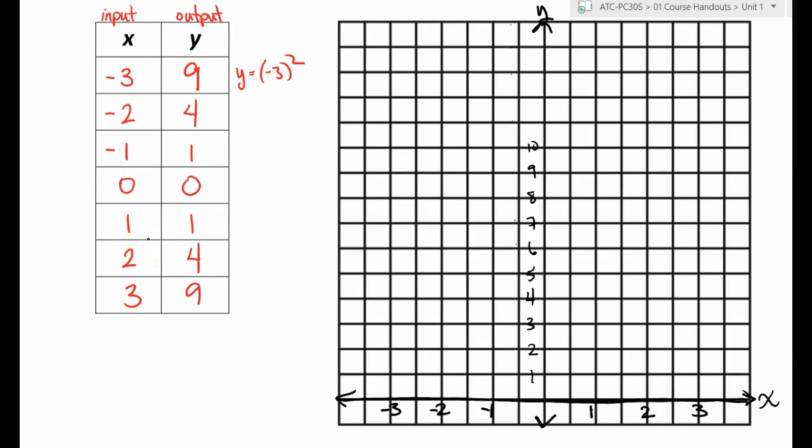From here, now I need to plot these actual values. So remember that when we see them written in a table of values, what it really means is 1 and 1, 0 and 0, -1 and 1, -2 and 4. And we always write coordinate points as x, then y.